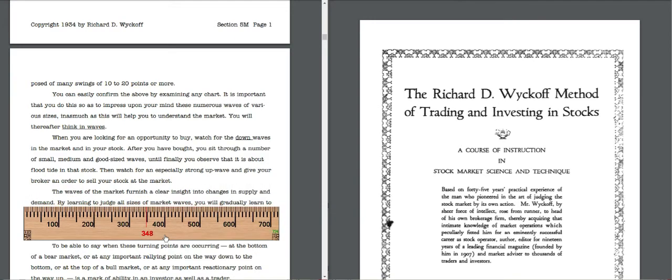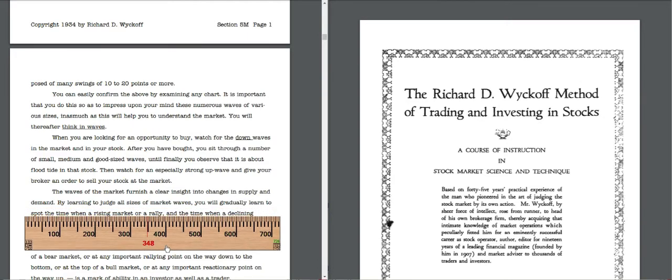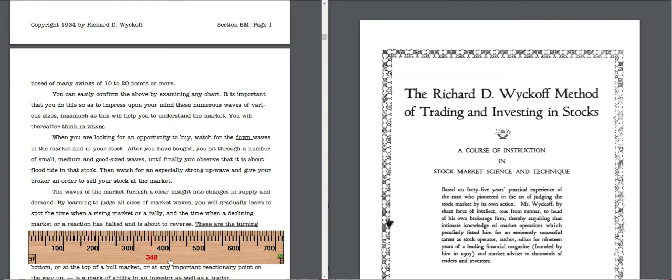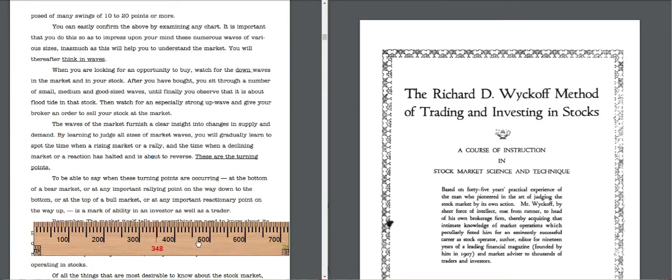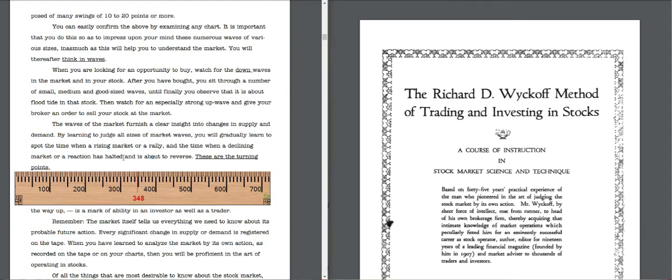The waves of the market furnish a clear understanding into changes in supply and demand. By learning to judge all sides of market waves, you will gradually learn to spot the time when a rising market or rally and the time when the declining market or reaction has halted. There's such a thing as halting points, and I'll discuss that later. It's different from a turning point, by the way. And about to reverse, these are the turning points. There's a halting point also. I mentioned the division too.